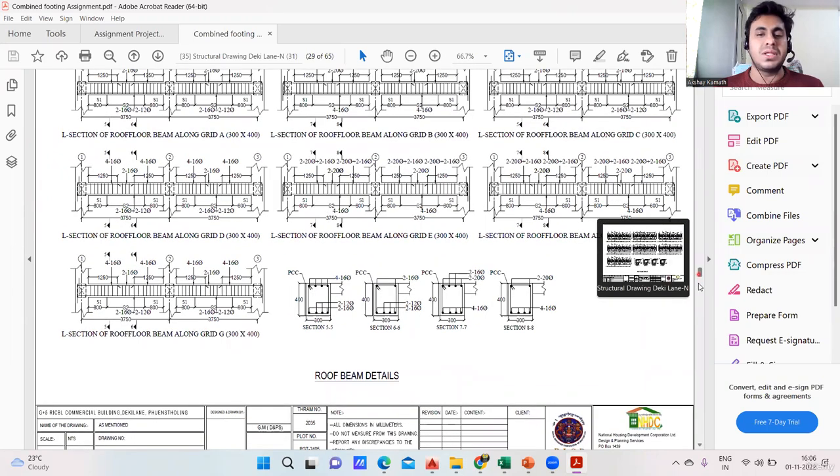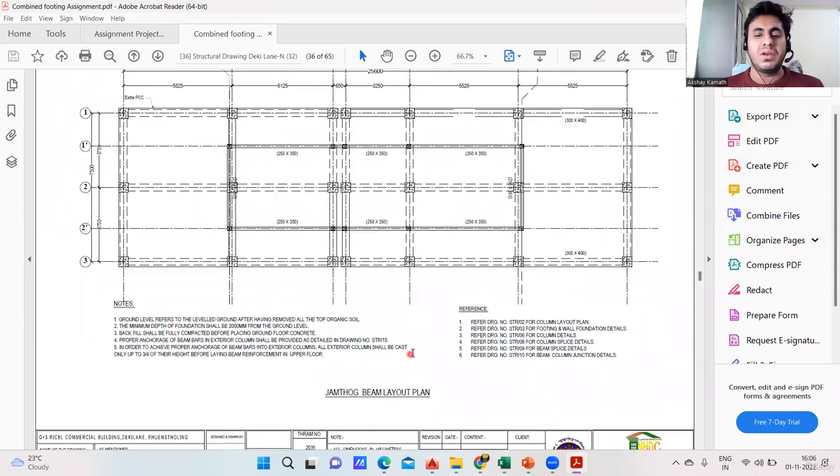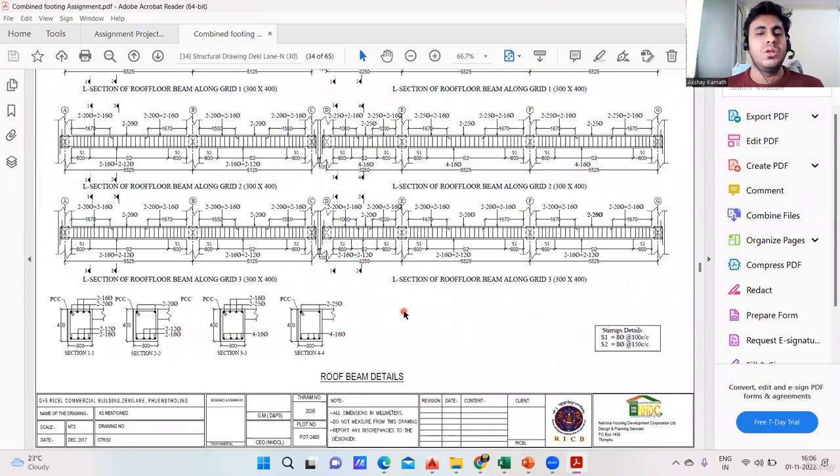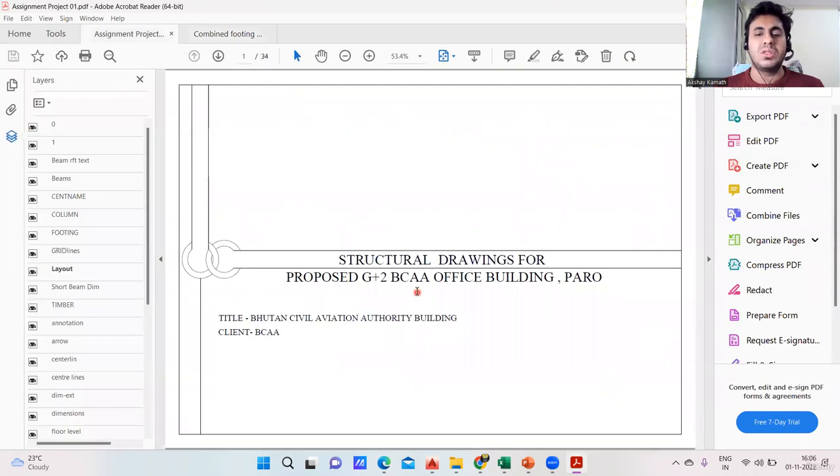So again, it's the same thing. There are no changes. See here, everywhere it's a beam layout plan and all. Fine. I'll go to the other project now. This was another project which I had given you, which is a G+2 building.